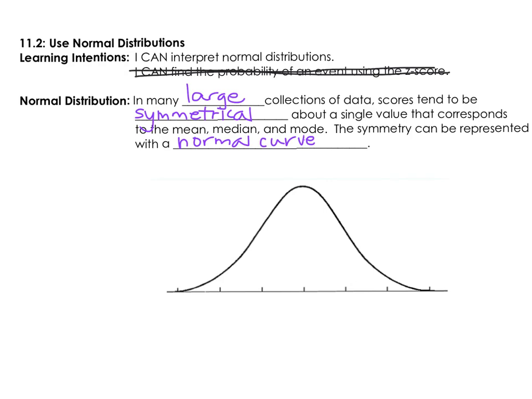The next lesson in Chapter 11 is 11.2, Use Normal Distributions. In this lesson, we'll find yet another way to interpret data. A normal distribution says in many large collections of data, scores tend to be symmetrical about a single value that corresponds to the mean, median, and mode.